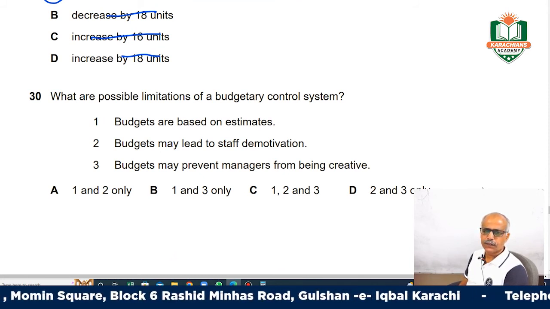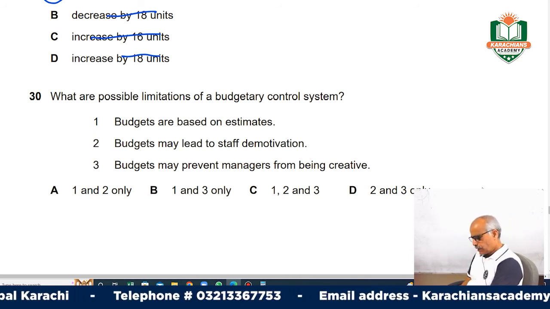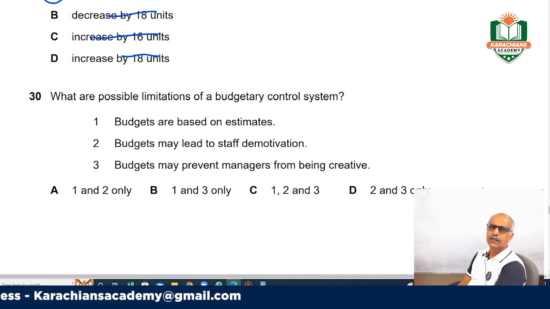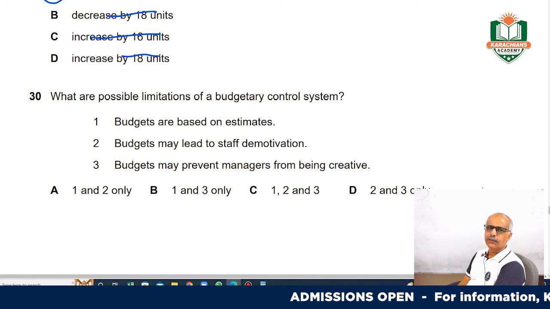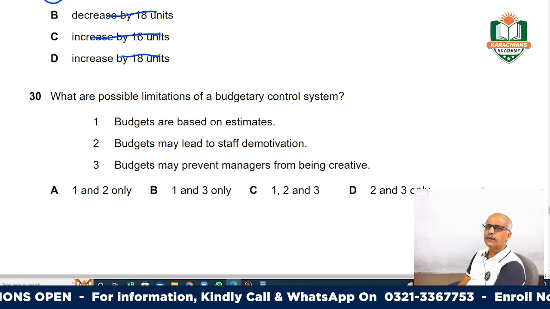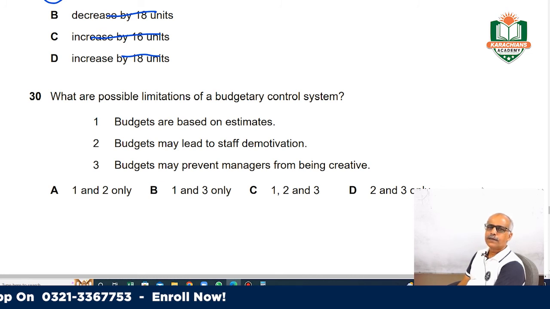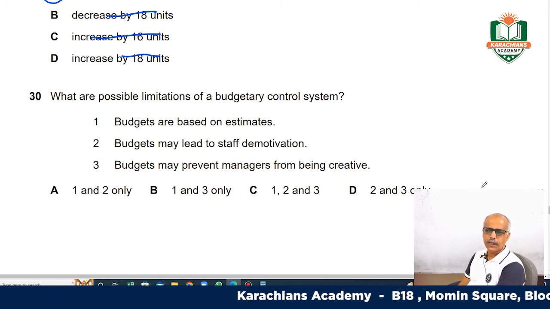What are possible limitations of the budgetary control system? You know why budgets are made? Budgets are forward looking documents which provide guidelines for the next year, and a yardstick to measure your actual performance. We make the budget and compare the actuals, and if we are moving in the wrong direction, management takes action to rectify it so that it gets its targeted profit, position and performance.